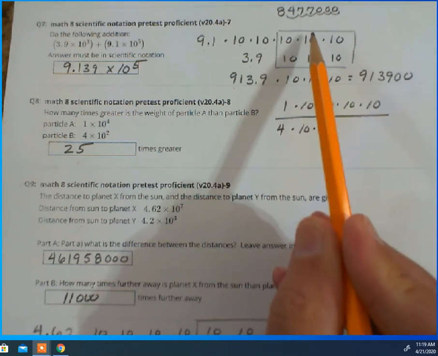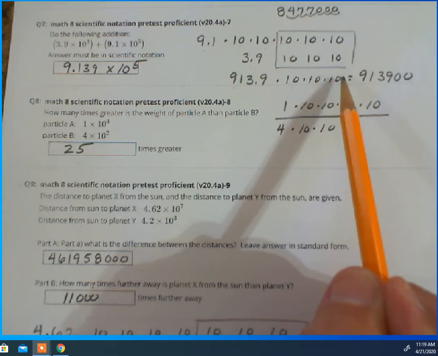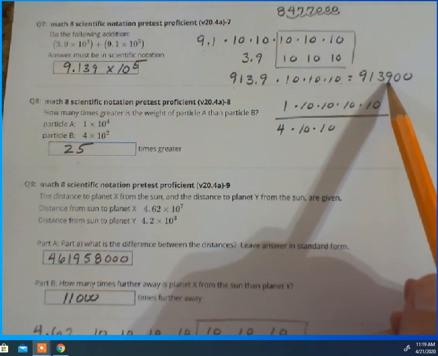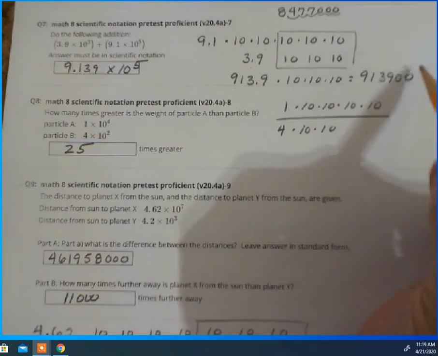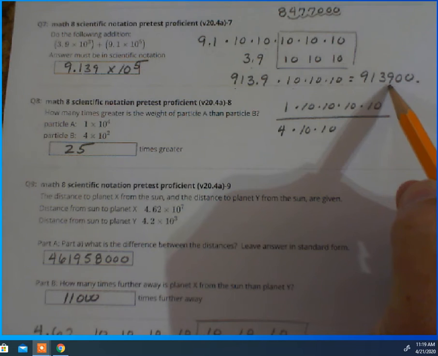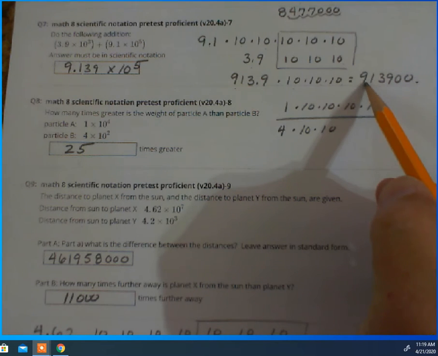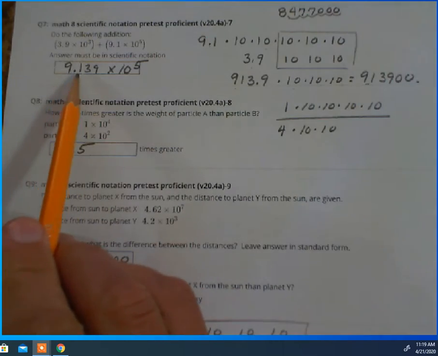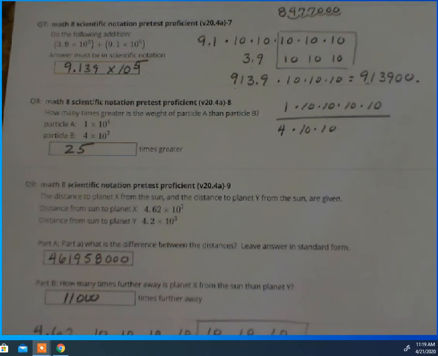913.9, and now I'm going to bring all these 10s back in, times 10 times 10 times 10, which gives me 913,900. And I'll put that into scientific notation. There's my decimal. 1, 2, 3, 4, 5 jumps. So 9.139 times 10 to the 5th.